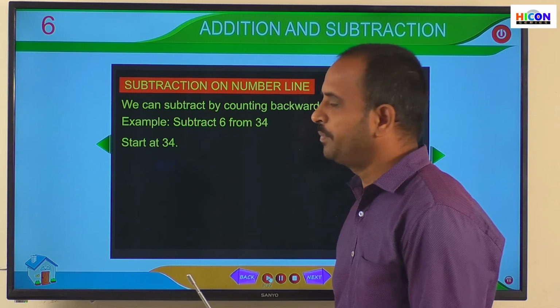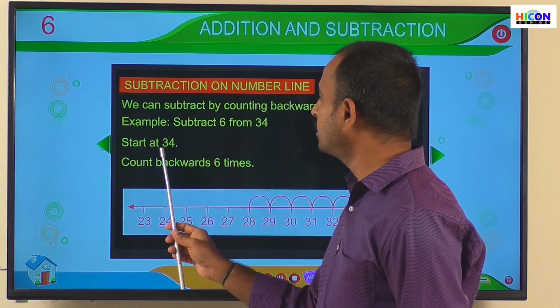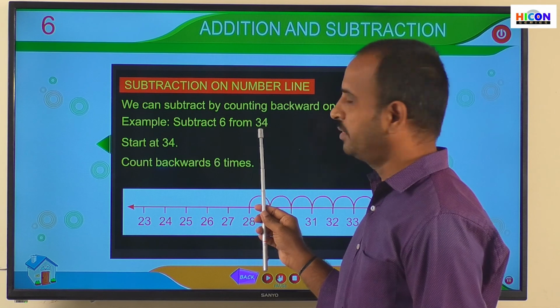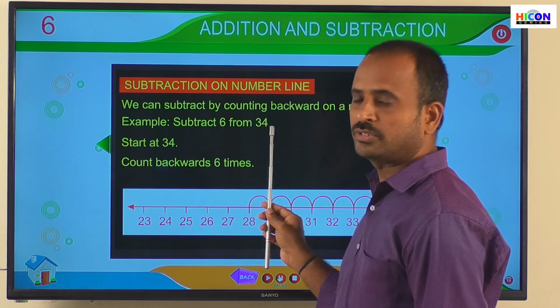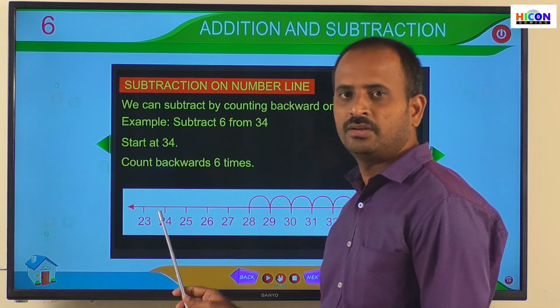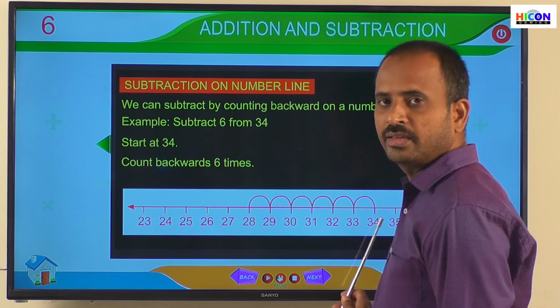So what is the first step here? So first we have to draw the number line and start at 34. So what is the first number in the subtraction? 34. So we have to start from 34 on the number line. So look at the screen, children. How we have to draw the number line? First we have to draw the number line like this.